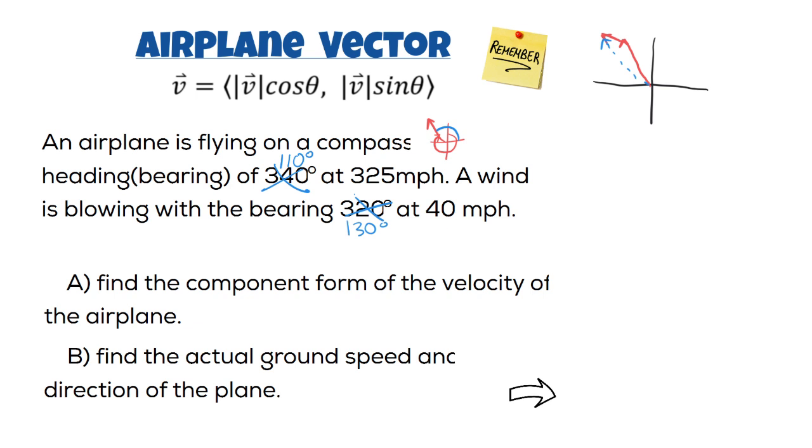All right, so they have two things they want us to find. It says find the component form of the velocity of the airplane. And so when they say that, what they really mean is of the resultant. What is the plane actually doing?